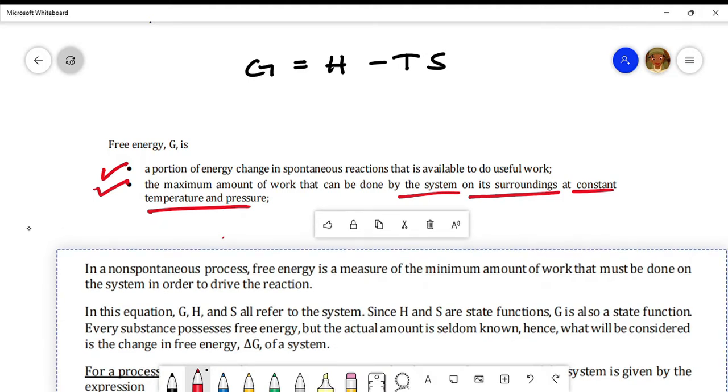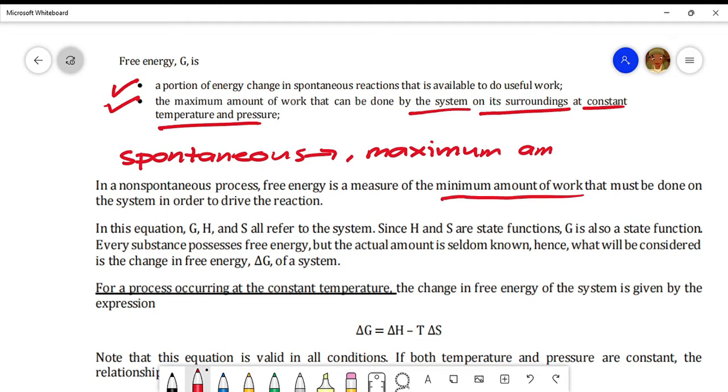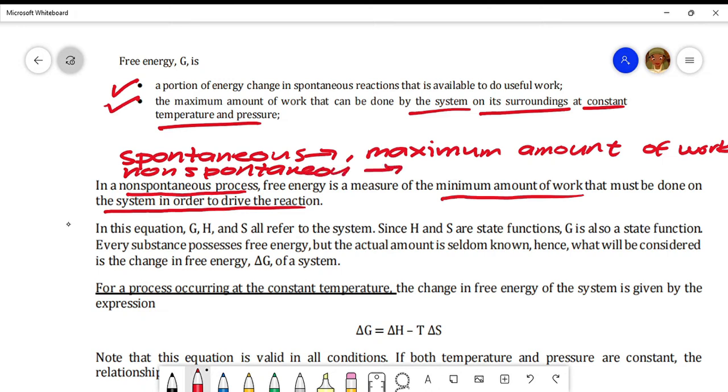So we talked about Gibbs free energy in a spontaneous process. Now let's go ahead. What is Gibbs free energy in a non-spontaneous process? The free energy is a measure of the minimum amount of work. In a spontaneous process, it is the maximum amount of work. But in a non-spontaneous process, it is the minimum amount of work that must be done on the system in order to drive the reaction. So take note of this difference. In non-spontaneous, it is the minimum amount of work.